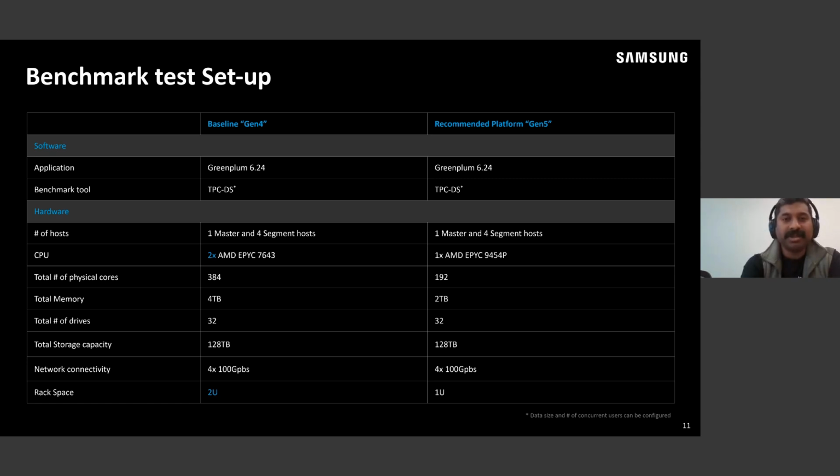And whoever is familiar with TPC-DS, you will know that we have knobs to actually increase the load, increase the number of concurrent users, and those are all configurable items, right?